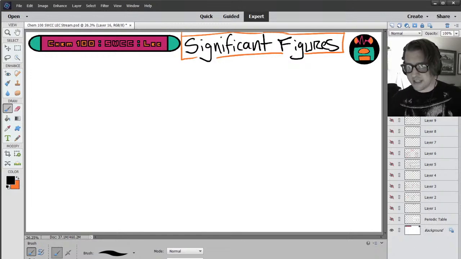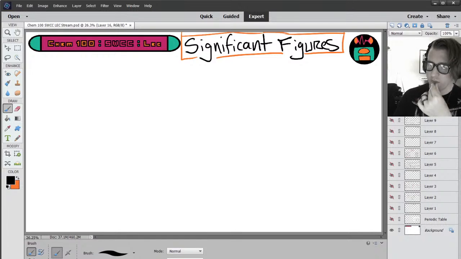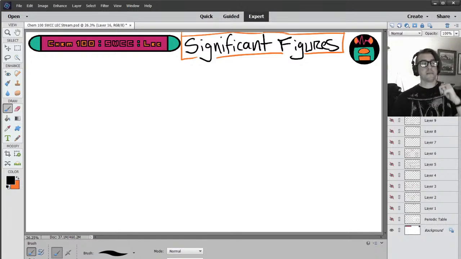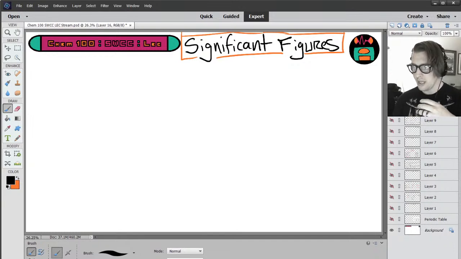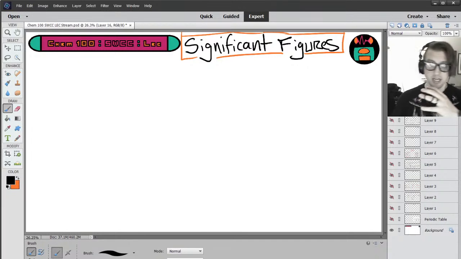I'm going to attack these in reverse order. First, we're going to talk about what digits are significant, so identifying them. Second, we're going to talk about the rules for applying them. And then third, we're going to talk about why they're important, why they're, well, significant, for lack of a better term.